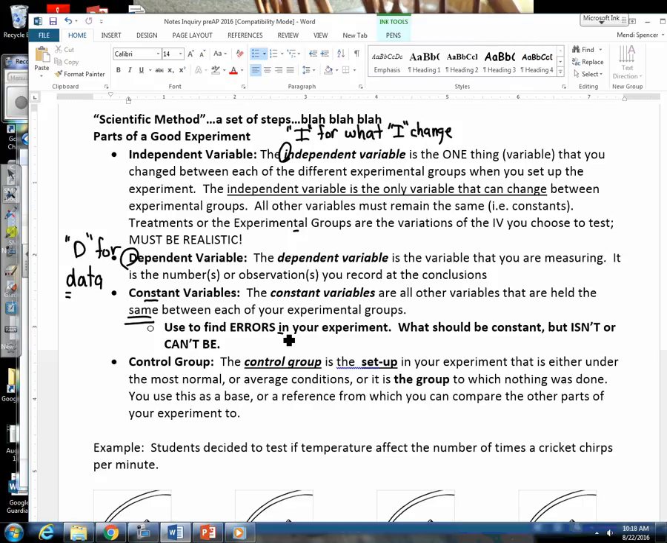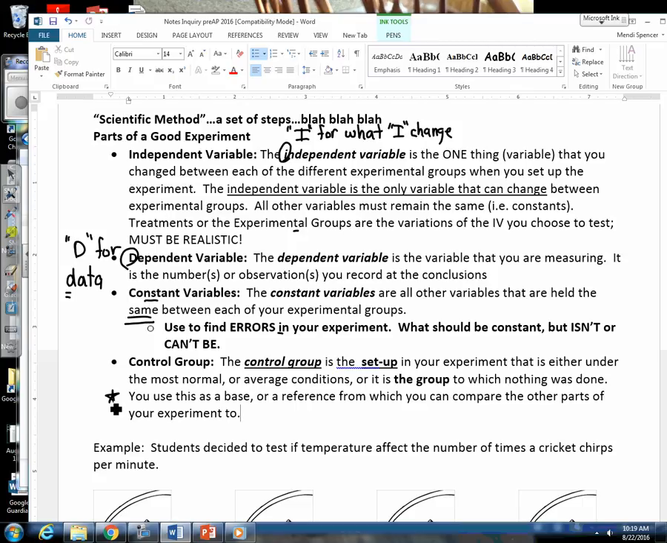Students often get constant and control group mixed up because they both start with C. The control group is going to be one of your setups. It's going to be one of your experimental groups, and that setup is the one that's under the most normal or average conditions, or it's the group that you don't do anything additional to. The reason why you have to do a control group, and sometimes you need to be able to explain this, is that you need data that is like your basic data. It's a reference in which you can compare these other experimental groups to see if what you did in that experimental group is actually having an effect.